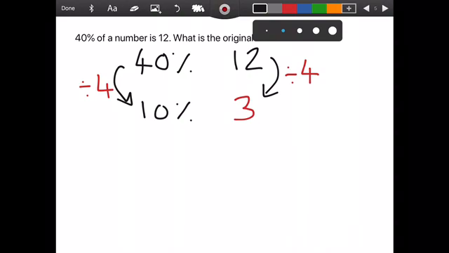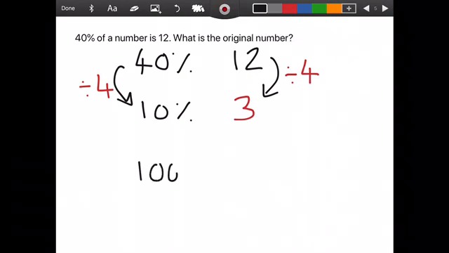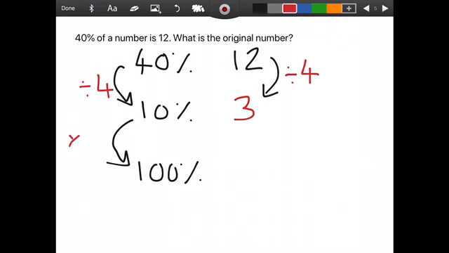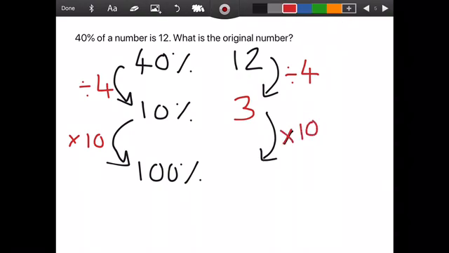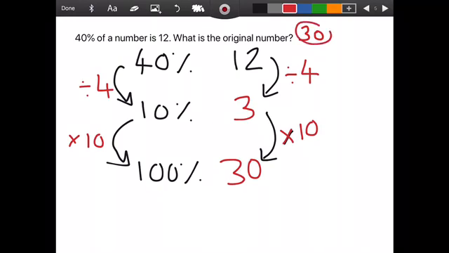Now what I really want is the original number, and the original number is 100%. So to get from 10% to 100%, I need to multiply by 10. So let's multiply this 3 by 10. That's going to give me 30. So my original number is 30.